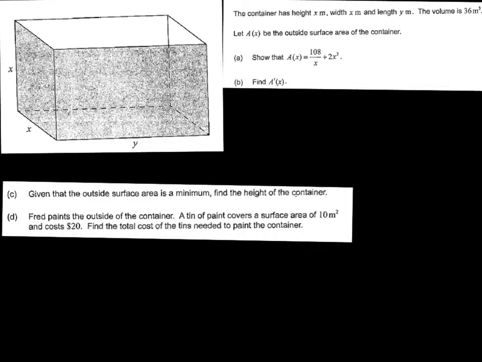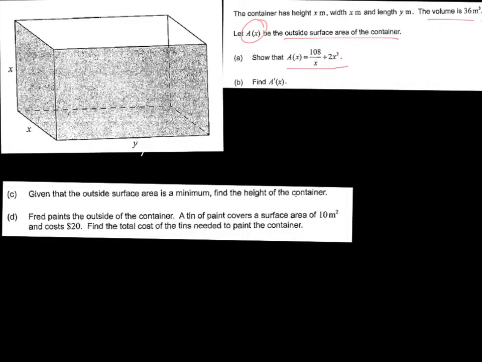Question 9 is a solid question on differential calculus. We're given an open container with a height of x meters and length y meters. We're told the volume is 36 meters cubed, and A of x is the outside surface area of the container, and we're asked to show that A of x equals this expression here.